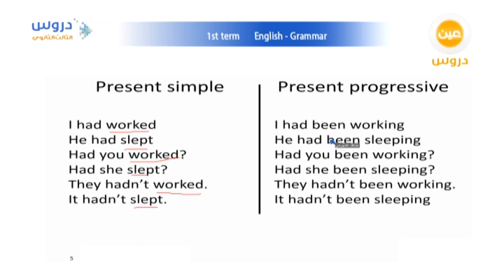Here we have the past perfect progressive. I had been working. So had been working. I think it's self-explanatory here in the slide. He had been sleeping. Had you been working? This is a question. Had she been sleeping? And they hadn't. This is the negative form. So we add not after had. They hadn't.